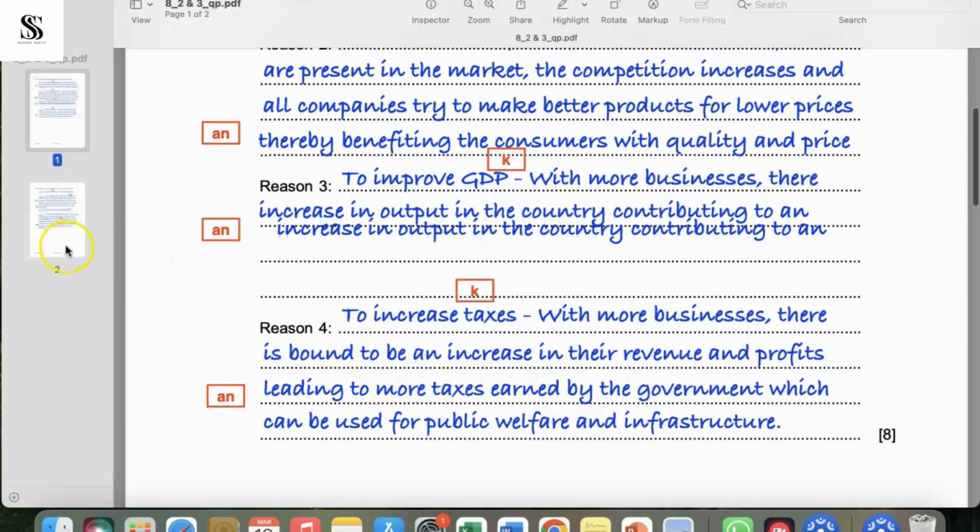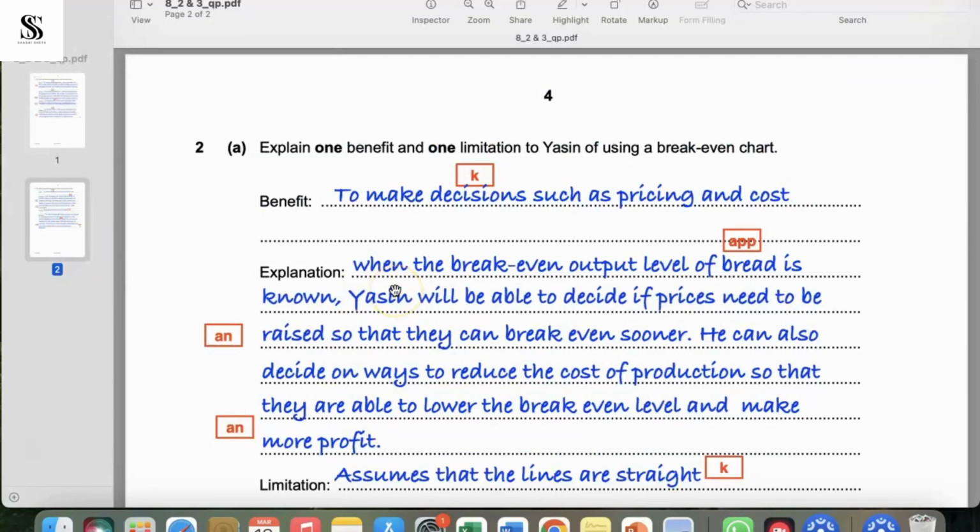All right, going to the third example. Again, like in the 6D of paper 1, here there is an example of explain 1 benefit and 1 limitation to Yasin of using a break-even chart. Unlike the first question, where you had to explain 2 advantages or 2 benefits, here it's looking at 1 benefit and 1 limitation.